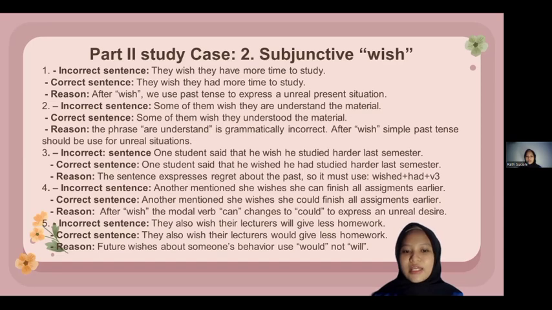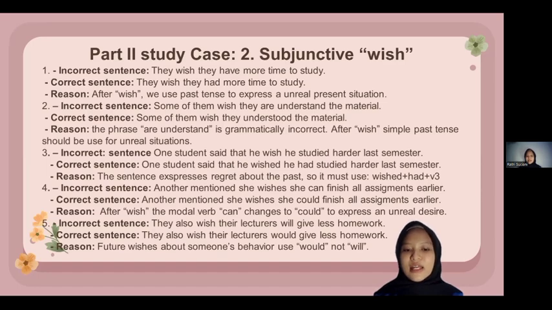Number 3, "One student said that he wished he studied harder last semester." The correct sentence is "One student said that he wished he had studied harder last semester" because the sentence expresses regret about the past. So it must be wish plus had plus verb 3.